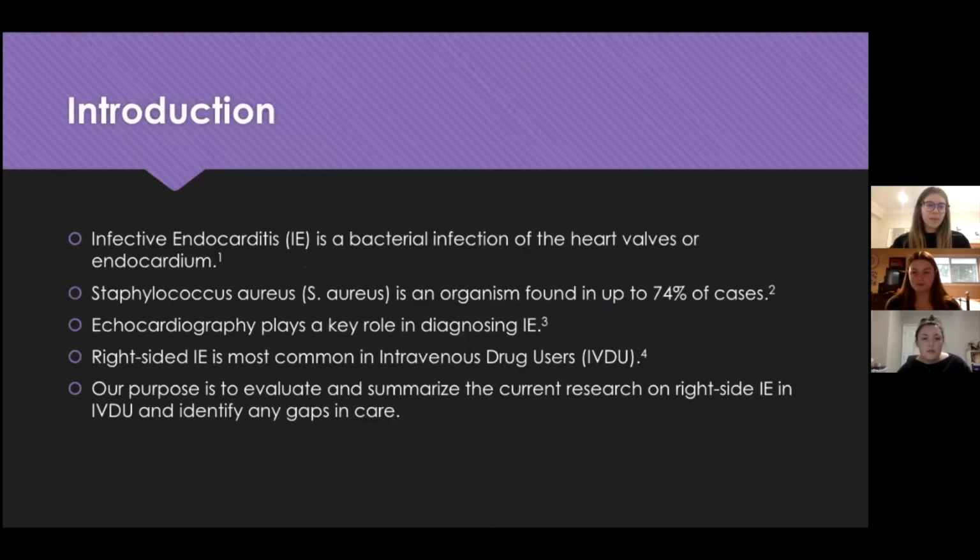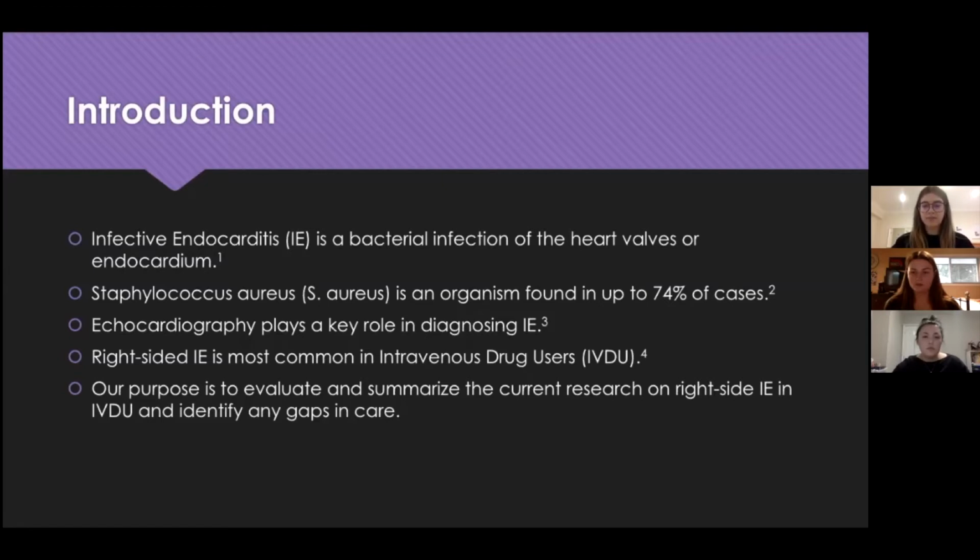To introduce our topic, I'll start with defining infective endocarditis. IE is a bacterial infection of the heart valves or endocardium. S. aureus is the main organism, found in up to 74% of cases. Echocardiography plays a key role in diagnosing infective endocarditis. Right-sided infective endocarditis is most common in intravenous drug users. And our purpose is to evaluate and summarize the current research on right-sided IE in IVDU and identify any gaps in care.